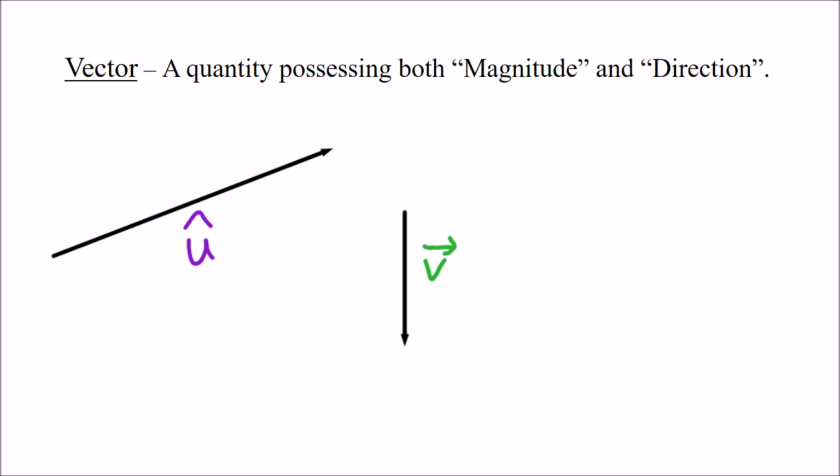Here vector v, written with an arrow over the top of it, is a vector pointing straight downward. And finally, here's vector w, which is smaller in magnitude and it's pointing straight to the left, and that's written in bold font. So those are the three most common ways of expressing vectors: either u with a hat over the top, or something like v with an arrow over the top, or something like w in boldface.